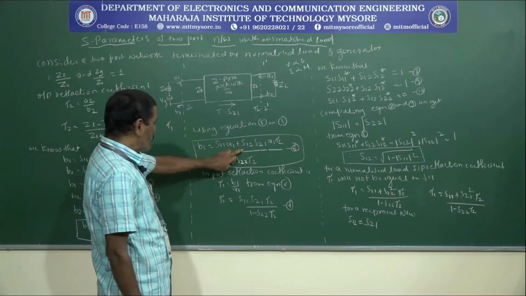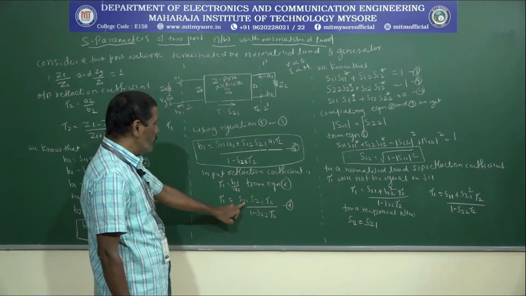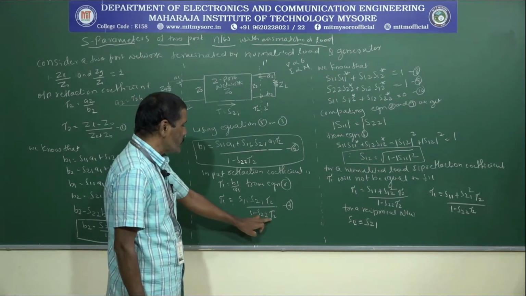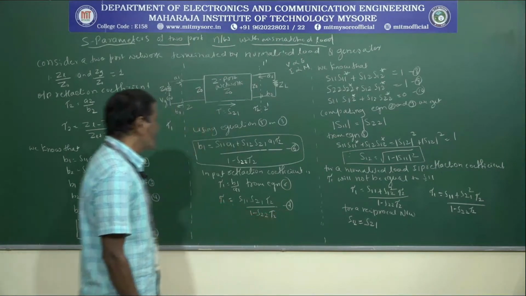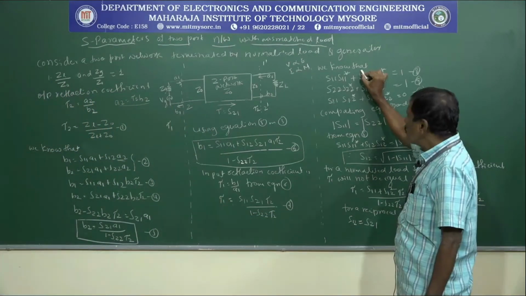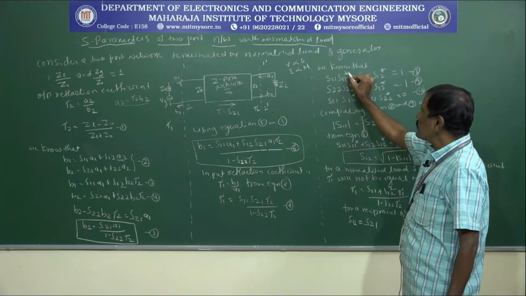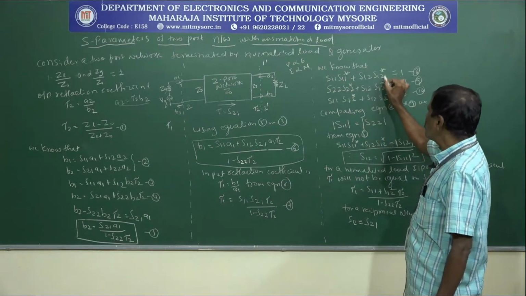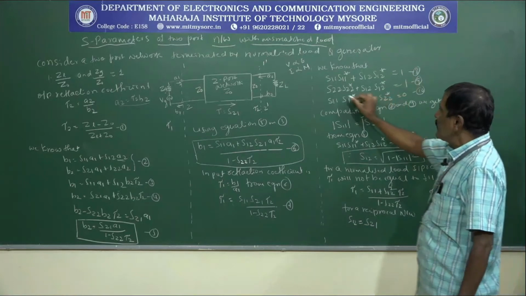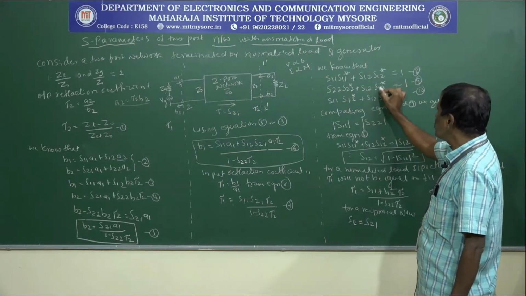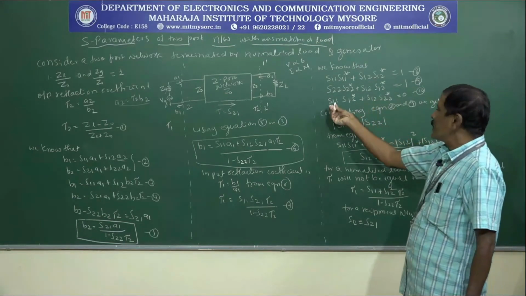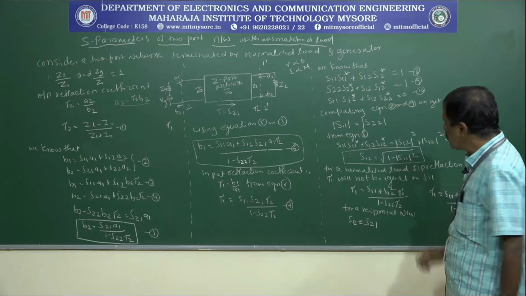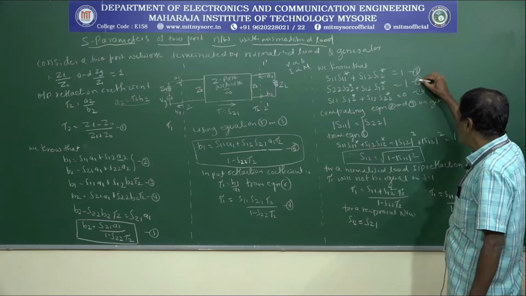From this equation 6, we can write T1 equals S11 plus S12 into S21 into T2, divided by 1 minus S22 into T2. Call it equation number 7. We know that S11 into S11 star, where S11 star is the complex conjugate, plus S12 into S12 star is equal to 1. S22 into S22 star plus S12 into S12 star is equal to 1. And S11 into S12 star plus S12 into S22 star is equal to 0. Let us call these equations number 8, 9 and 10.